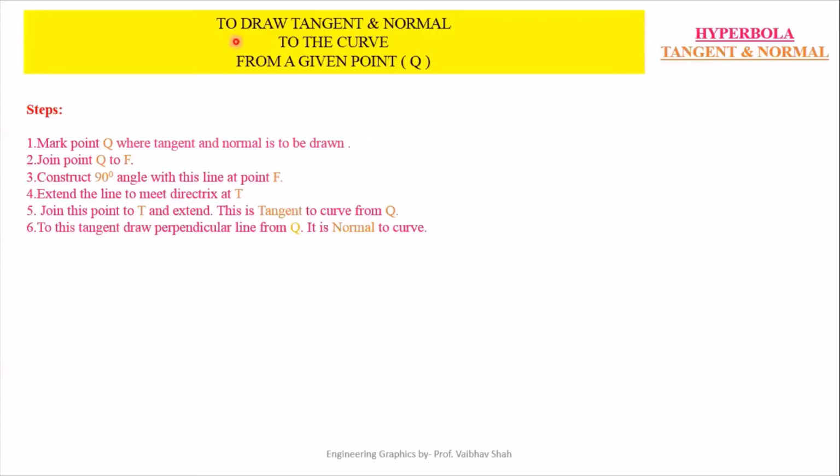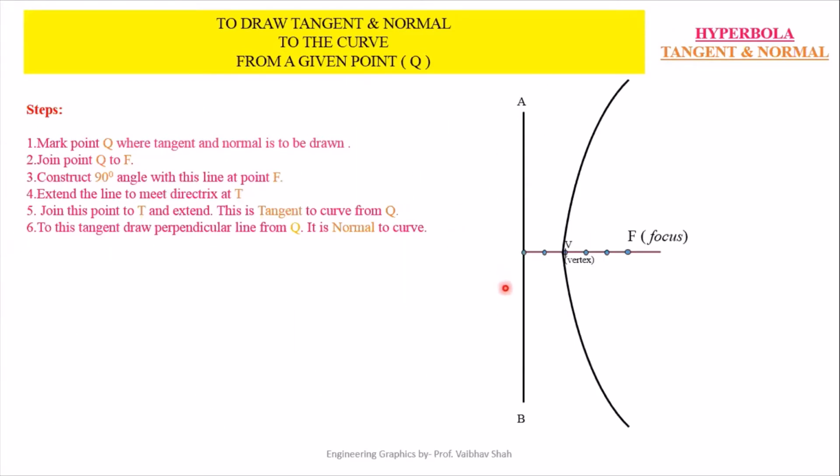So here our aim is to draw tangent and normal to the curve from a given point Q. So here our curve would be hyperbola, as you know. Now let us suppose we are having one hyperbola which we can draw from any of the previously learned methods. Now next task is to mark any point Q where we want to draw any tangent and normal. So let us mark any point Q somewhere here where we want to draw a tangent and normal.